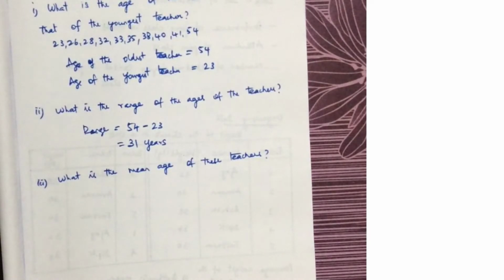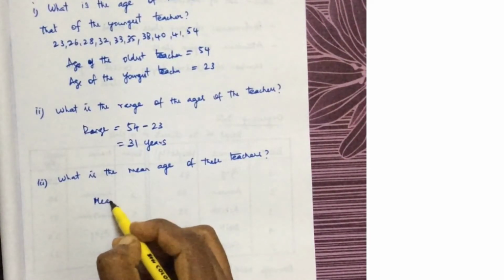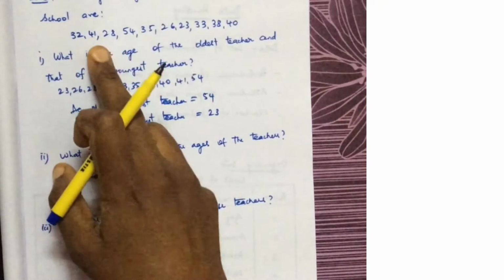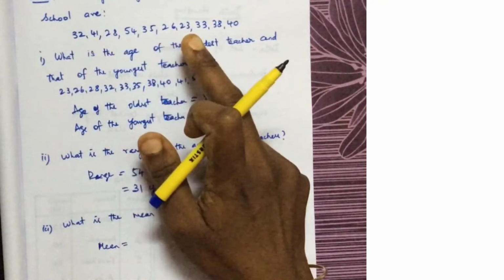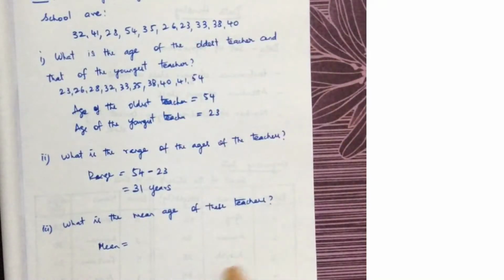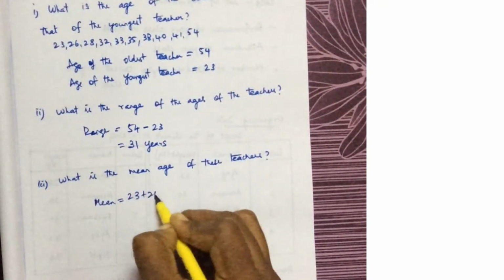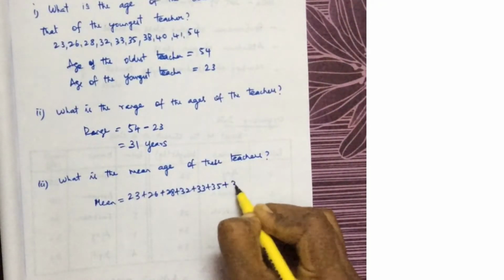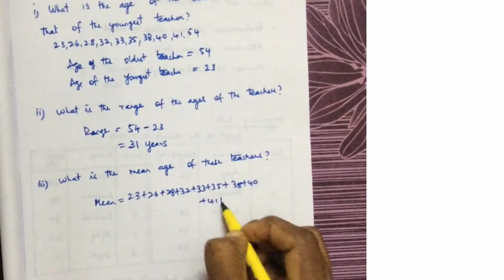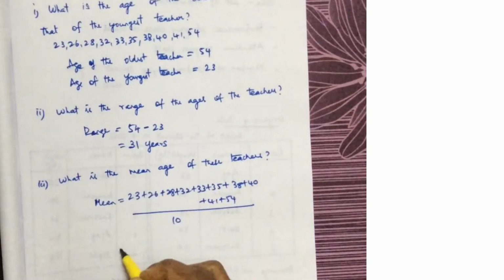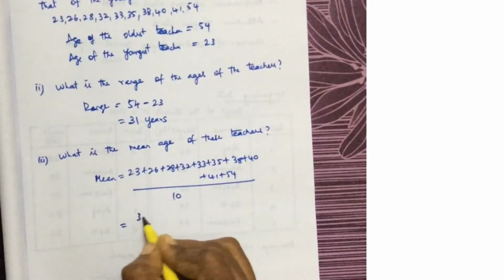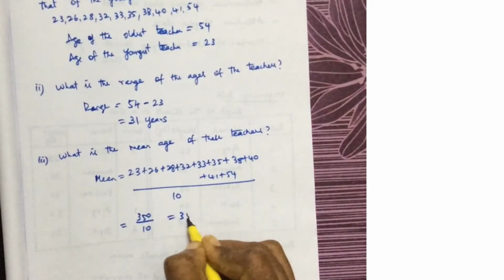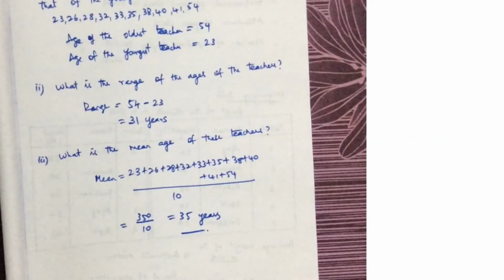The next is, what is the mean age? We know how to calculate the mean. So we have to add all the 10 observations, which is 32 plus 41 plus 28 plus 54 plus 35 plus 26 plus 23 plus 33 plus 38 plus 40. You have to add all of it and divide by 10, which means 23 plus 26 plus 28 plus 32 plus 33 plus 35 plus 38 plus 40 plus 41 plus 54. Here you can get 350 divided by 10, that is equal to 35 years. This is the mean.